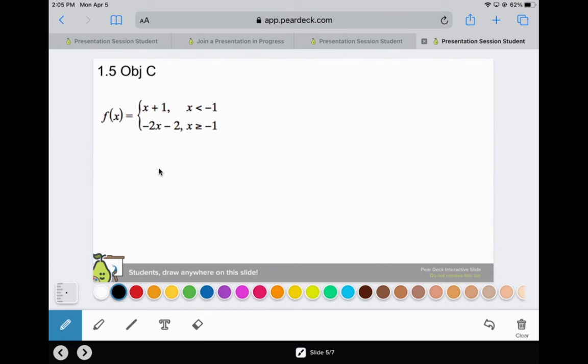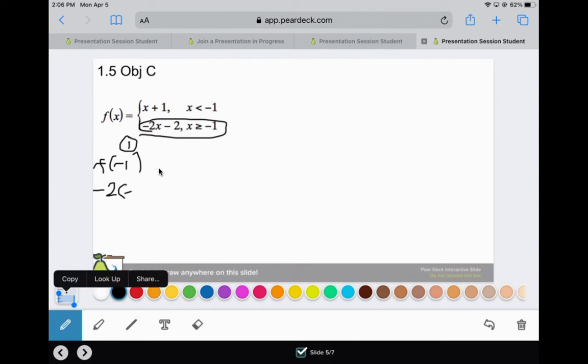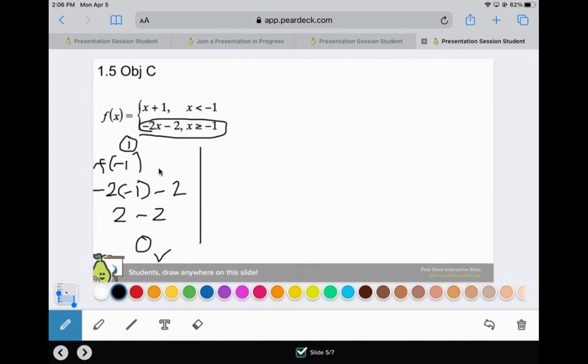All right, let's look at the second objective. So we're going to do step 1, we're going to test out f of -1. Okay, so f of -1, I would replace into the one with the equal sign, so -2 times -1 minus 2, so this is 2 minus 2, that's 0. So step 1, pass, because we do have it. Okay, we have the 0. Even though it's 0, it's still defined.